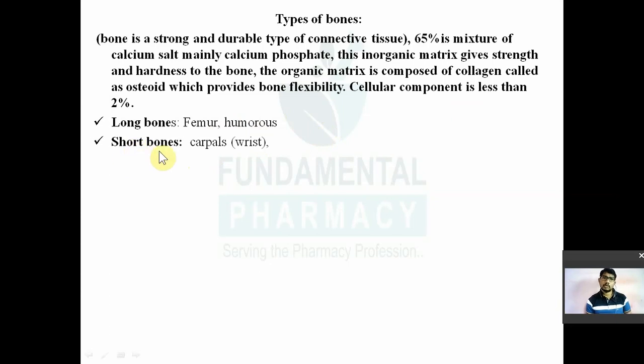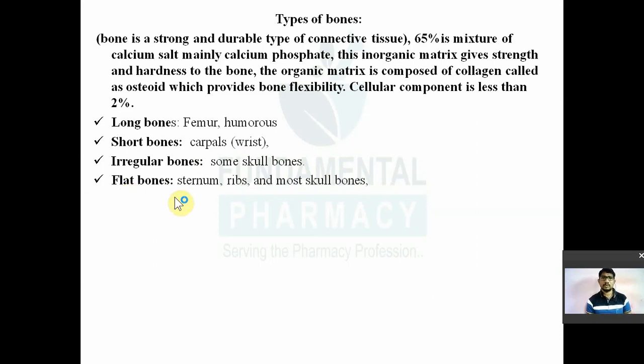Short bones कौन से थे? For example, carpals, which are known as wrist bones. Wrist bone is a type of short bone. And irregular bones are not in a particular shape. Those bones which are present in the skull, for example, temporal bone, occipital bone, frontal bone, are irregular shaped bones. That is why they are called irregular bones.